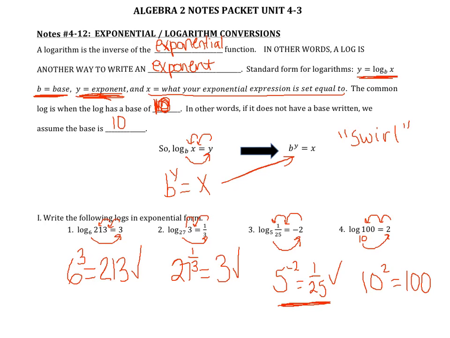Now in number 4, hopefully you got this right. There was no base there, and so we assume that the base is 10. So 10 to the second power equals 100, and that is a true statement, so you know you got it right.